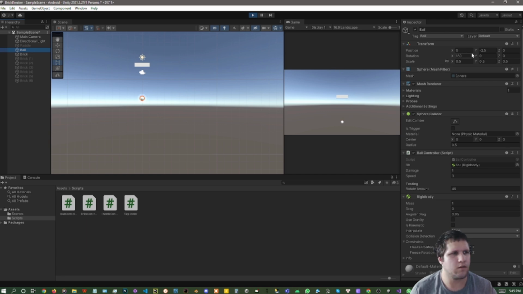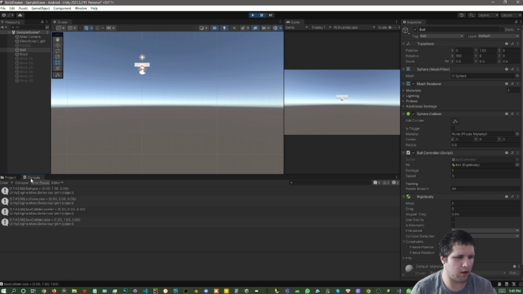So we've got a brick in the scene, we've got the ball. Let's just manually move up the ball. Okay, perfect. So now our ball position is 0, 1.5, 0. The collision position is 0, 2, 0. We see that the ball is less than the collision, which means that the ball would go down.